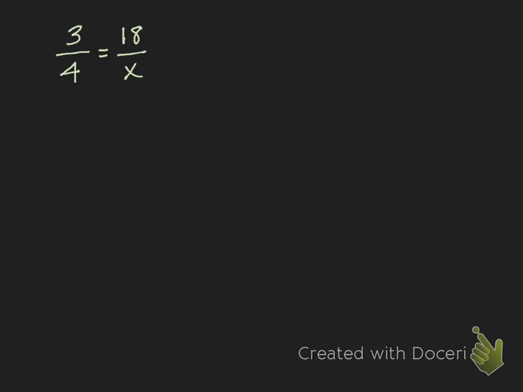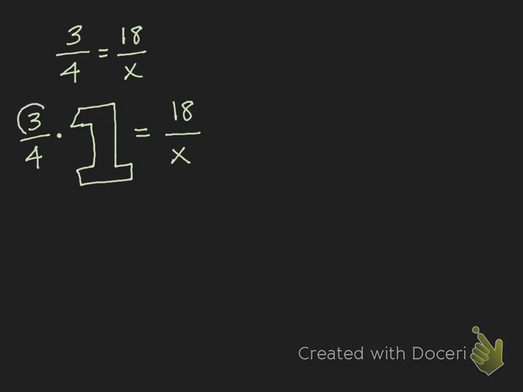So one way that you can do this is you can think about a giant 1. So I know that if I take 3 over 4 and I multiply it by some number, in this case, a giant 1, it will equal 18 over x. So thinking back to what we know about a giant 1, really any number divided by itself is 1. And so we're going to compare the numbers that we do know. We do know that we have 3, and we're trying to make it 18 using multiplication.